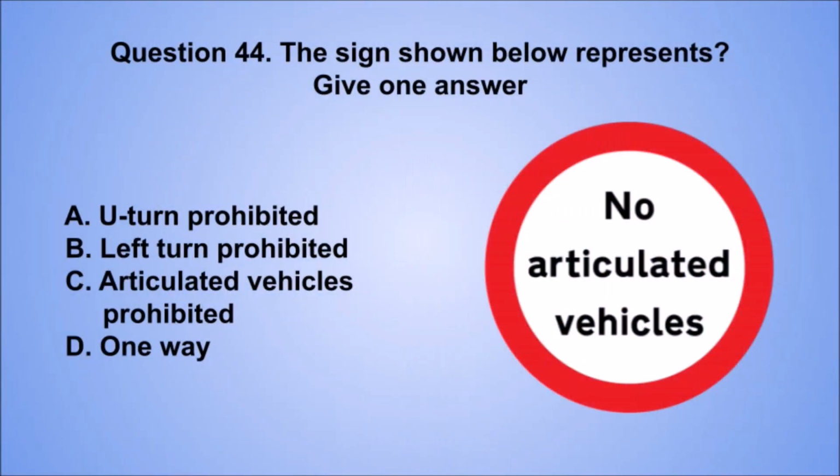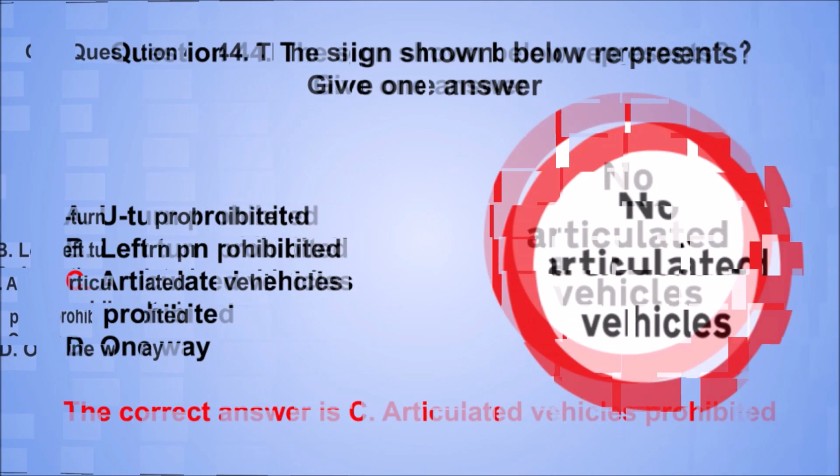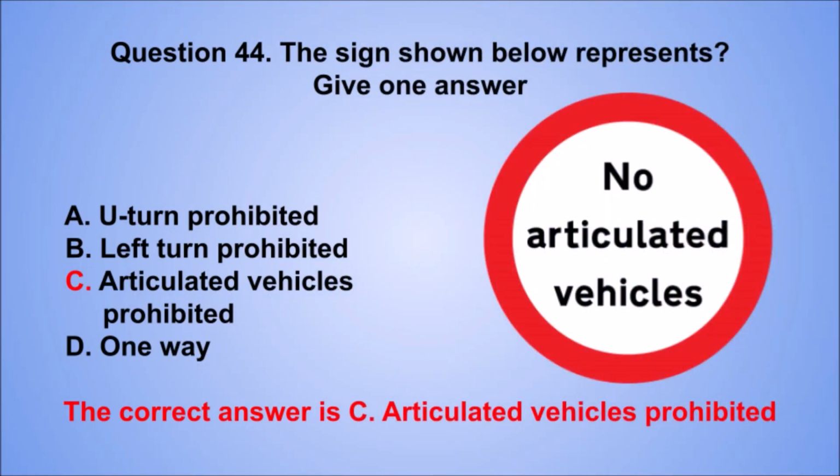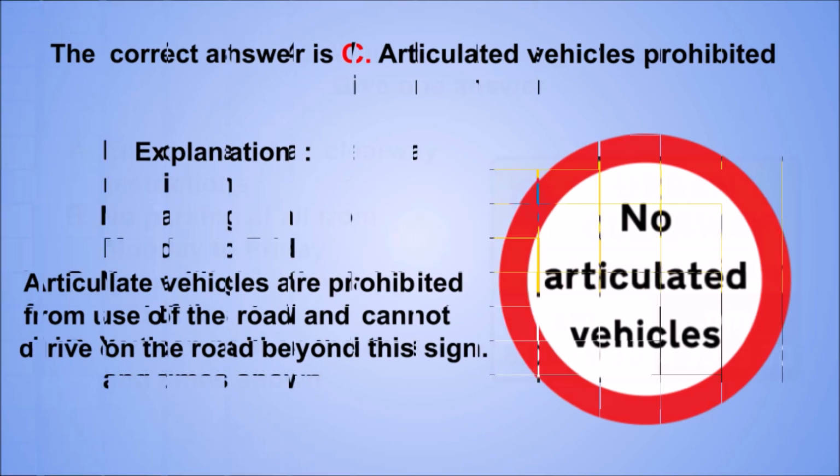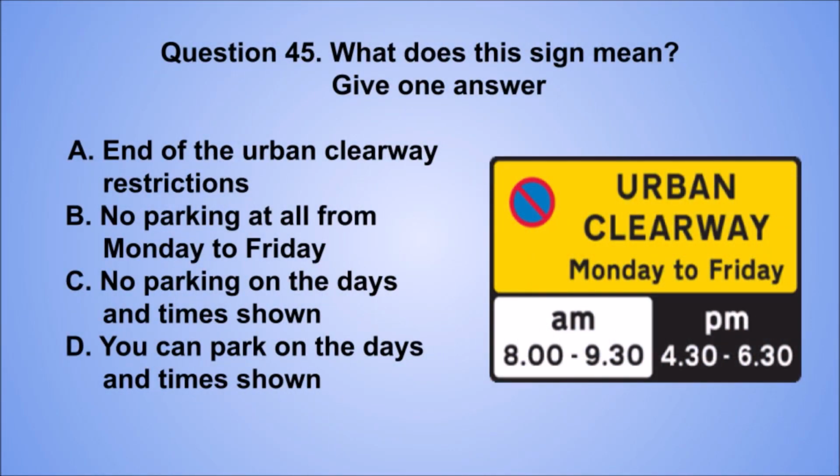Question 44. The sign shown below represents, give one answer. A. U-turn prohibited. B. Left turn prohibited. C. Articulated vehicles prohibited. D. One way. The correct answer is C. Articulated vehicles prohibited. Explanation. Articulated vehicles are prohibited from use of the road, and cannot drive on the road beyond this sign.